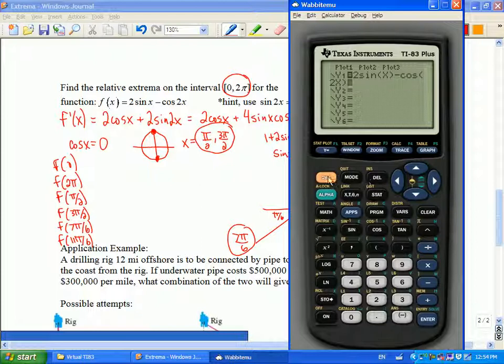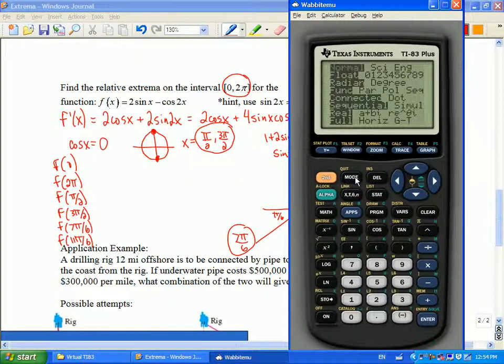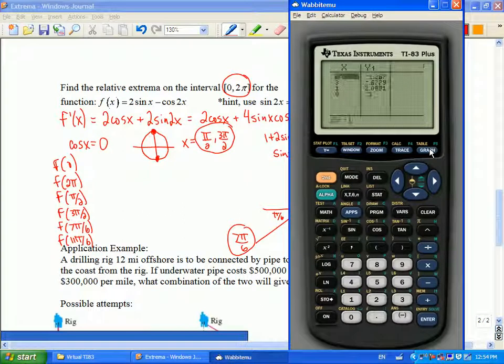And at this point, I'm not going to look at the graph. I'm just going to use the table method. Again, I need to check that I'm in radians, so that's good. And this time, I'm interested at 0, at 2 pi, at pi over 2, 3 pi over 2, and 7 pi over 6, and then finally at 11 pi over 6.